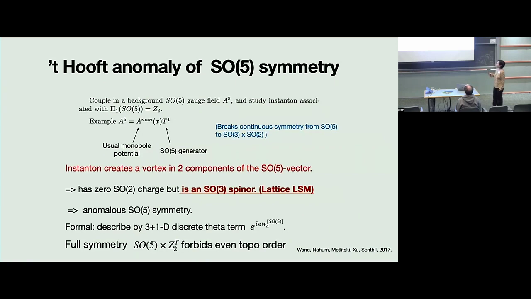Right. So this anomalous SO(5) symmetry forbids a trivially gapped state, and formally is described by some Stiefel-Whitney class. And actually, the full symmetry group also has a Z2 time reversal symmetry. And in this work, the authors show that this full symmetry group even forbids gapped topological order.